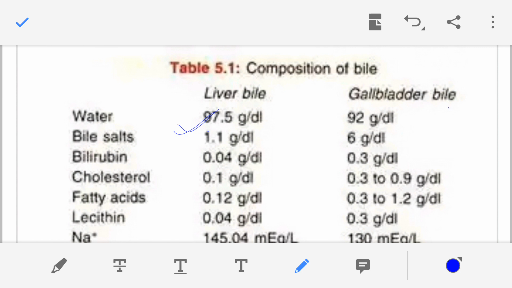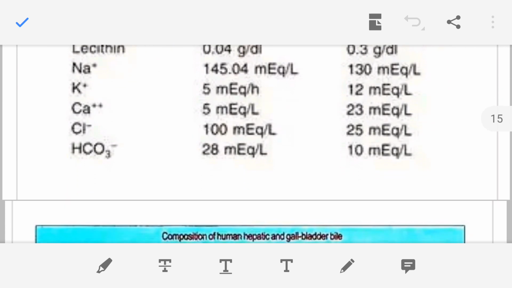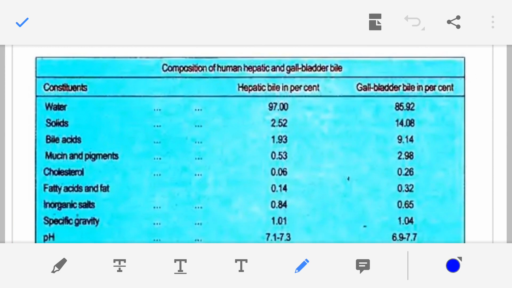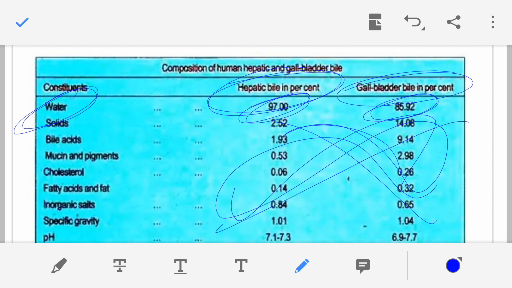In the previous lecture we learned how the gallbladder absorbs water and concentrates the bile. Since the bile is concentrated in the gallbladder, it has less water. So this was the first point. Now here, same thing, liver bile and gallbladder bile, water 97%, 85%, but you don't have to prepare this number. This is just for our information only.